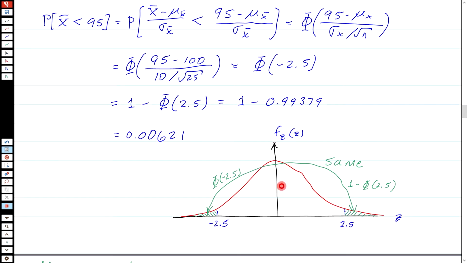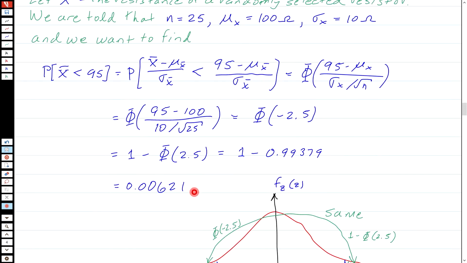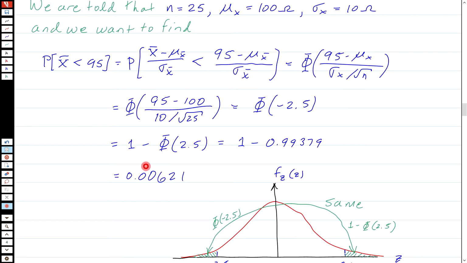Okay, here's the illustration. Phi of minus 2.5 is the area below minus 2.5, which is the same as the area above 2.5, and that area is 1 minus the area below. So 1 minus phi of 2.5 is this area above, which is the same as this area down here below. So this is the probability that x bar is less than 95. It's a pretty small probability.